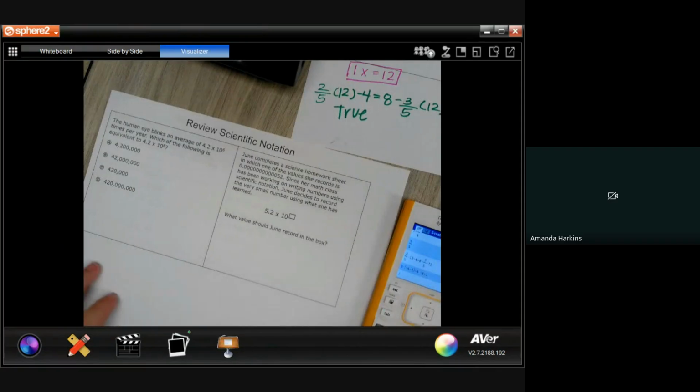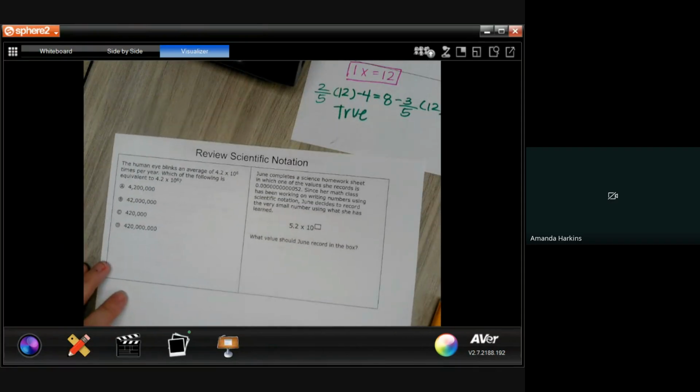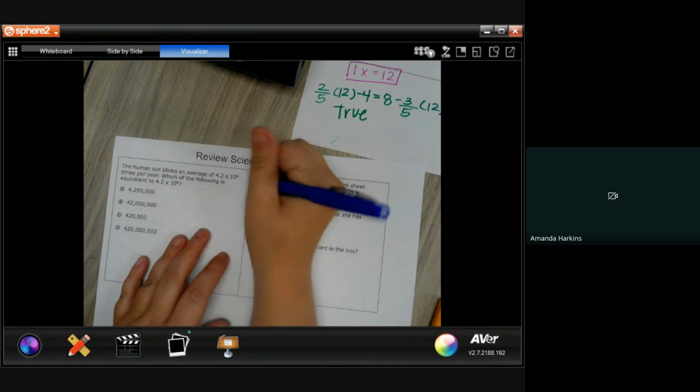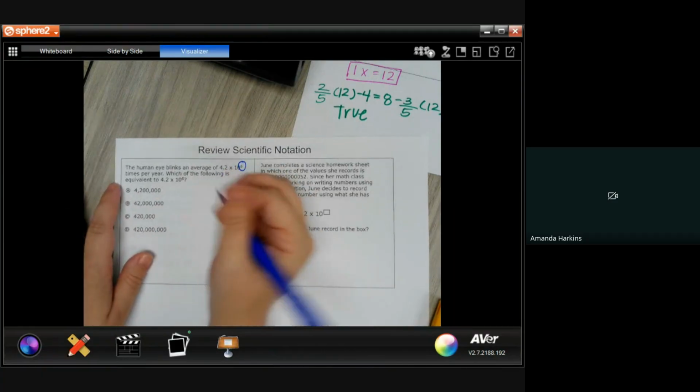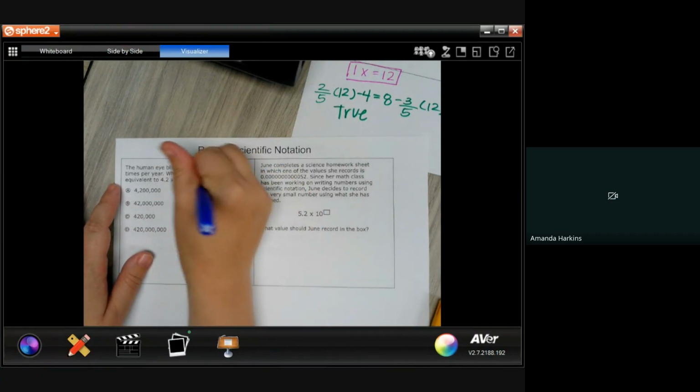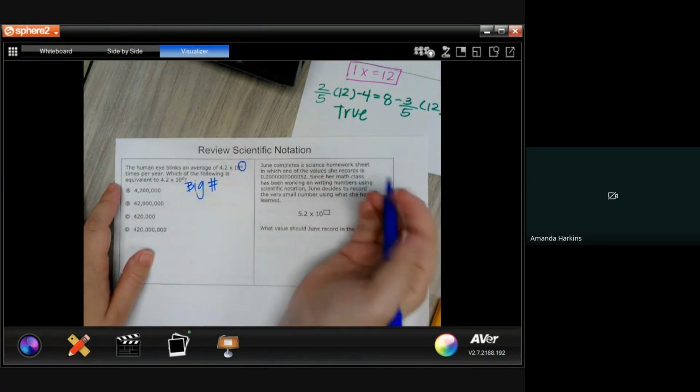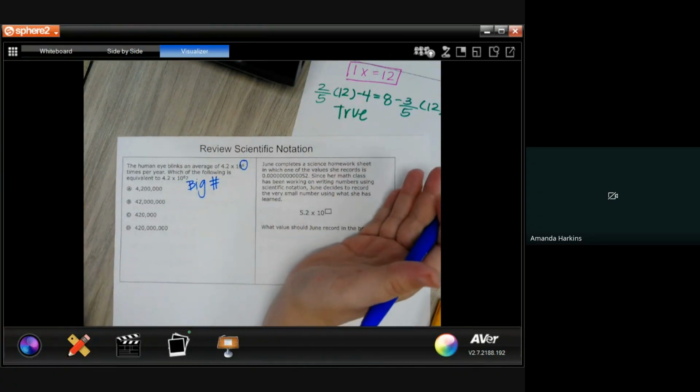Okay, let's review scientific notation. So it says the human eye blinks at an average of 4.2 times 10 to the 6th power times per year, which of the following is equivalent to 4.2 times 10 to the 6th power. Okay, so if I notice, this is a positive exponent. So that means I'm going to be making a big number. Remember, for scientific notation, all I'm doing is just moving the decimal. I'm just changing the place value.